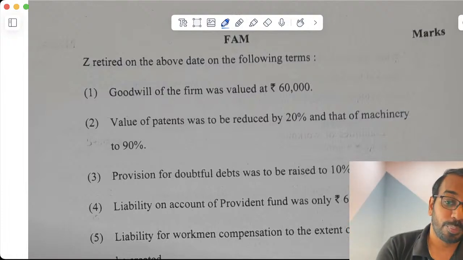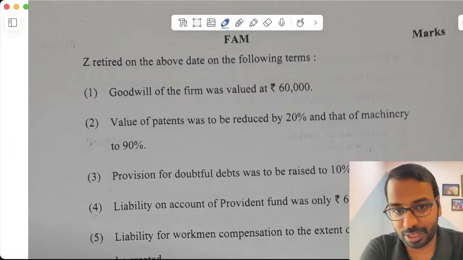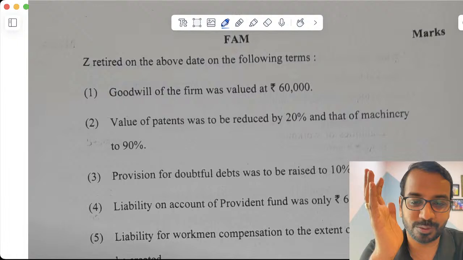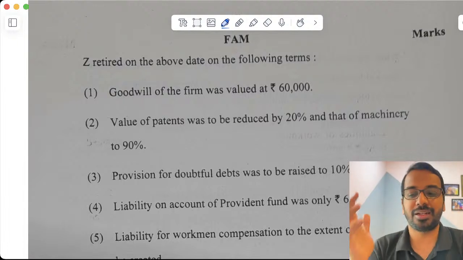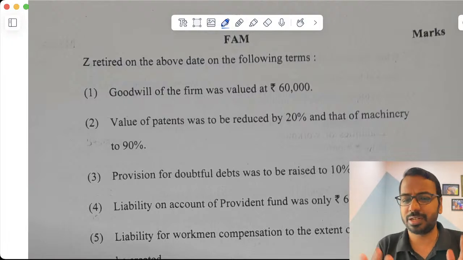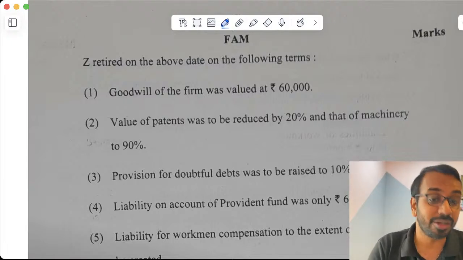And because you can handle retirement and admission, if you have done partnership thoroughly, 20 marks are in your pocket. Even if you had made some adjustment mistakes here and there, 12 to 14, or 14 to 16 marks were easily scoreable in this particular question.